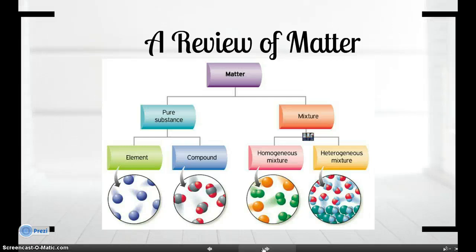A mixture, we can have homogeneous mixtures, which you can see there, the two separate types of particles. So we have atoms that are in the orange and we have compounds that are in the green, and they are mixed evenly throughout the entire mixture. And then heterogeneous mixtures generally separate out. So you can see there it's two separate types of compounds and they have separated out. They are not evenly mixed together.